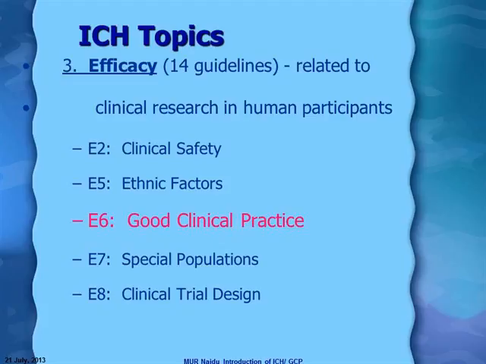The third topic is of efficacy, which is related to the clinical research in human participants. It includes a total of 14 guidelines. They are further divided into E2 clinical safety, E5 ethnic factor, E6 good clinical practice, E7 special populations, and E8 that is clinical trial design.